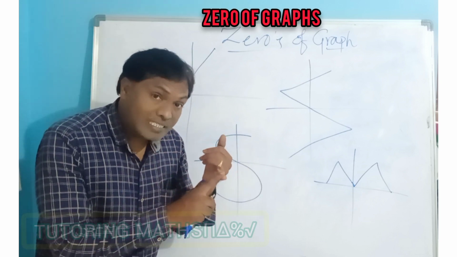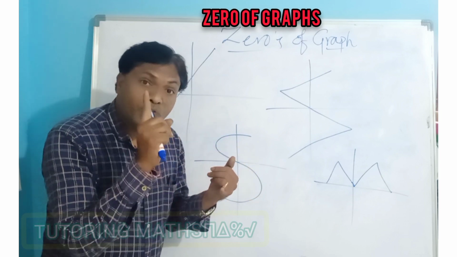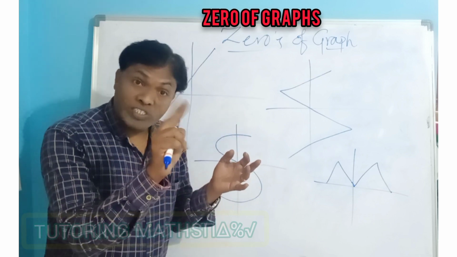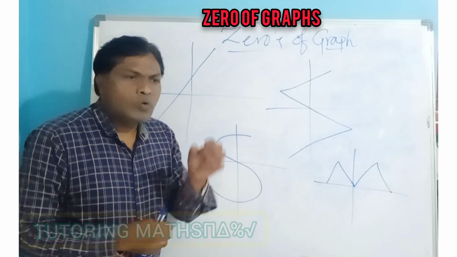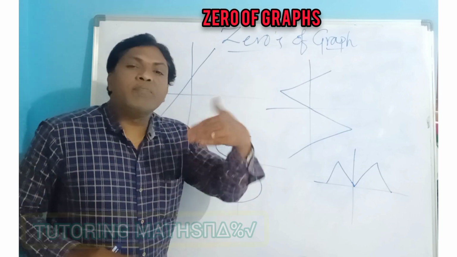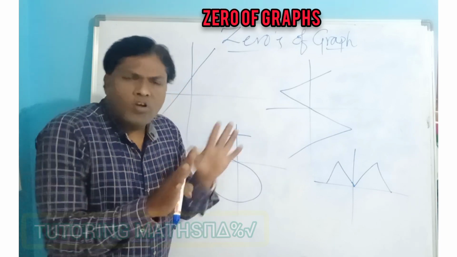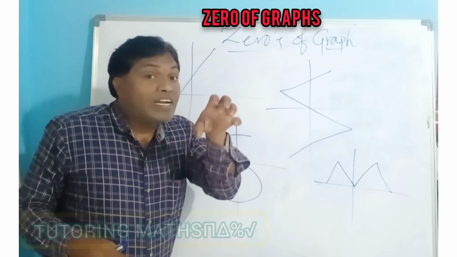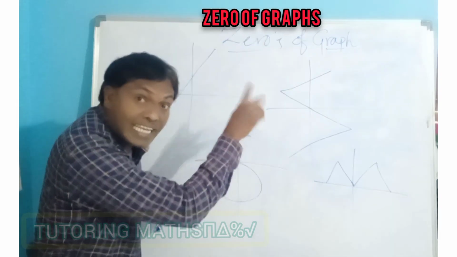If the graph is intersecting the x-axis at one place, we get one value. If it is intersecting 2 times, 2 zeros. If it intersects 3 times, then we get 3 zeros. So, however many times it intersects the x-axis, that many values we get. Those values are called zeros of the graph. You should not mind about the y-axis, because our concentration should be completely on the x-axis. Check the graph. Where does it intersect the x-axis?